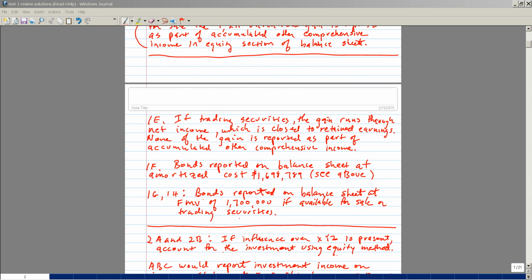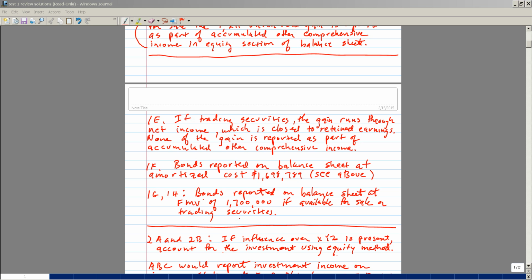E asks us what amount would be reported as accumulated other comprehensive income if the bonds are classified as trading securities. If the bonds are classified as trading securities, there would be nothing related to the unrealized holding gain reported as part of accumulated other comprehensive income, because that gain runs through net income. And because it runs through net income, which is closed to retained earnings at the end of the year, that gain winds up on the balance sheet as a component of retained earnings. Whereas if the bonds are available for sale bonds, that gain bypasses the income statement and winds up on the balance sheet as a component of accumulated other comprehensive income.